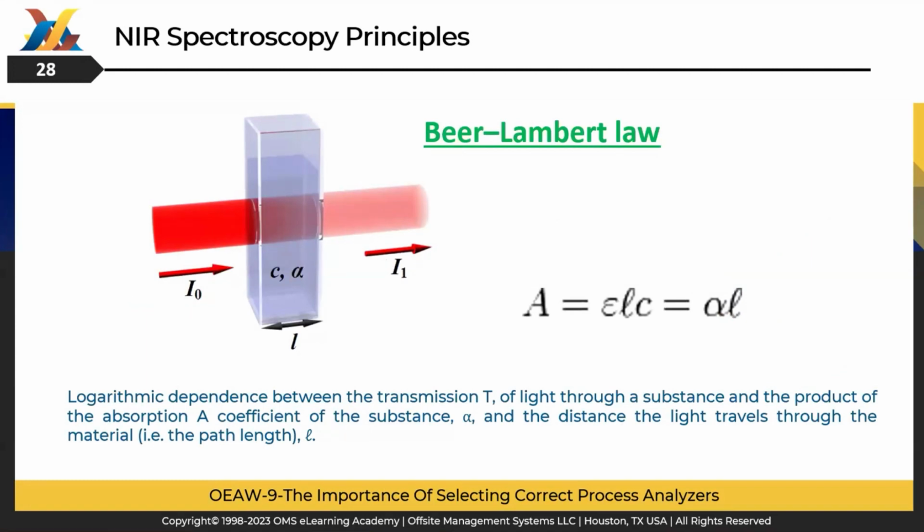So the near-infrared principle is actually based on the Beer-Lambert law. What does it mean? It means that if we can measure the intensity of the light before it gets through the sample, and we can measure the intensity of the light after it comes out of the sample, by referential calculation we may actually characterize the sample, and we can build the absorbance spectra of that sample.